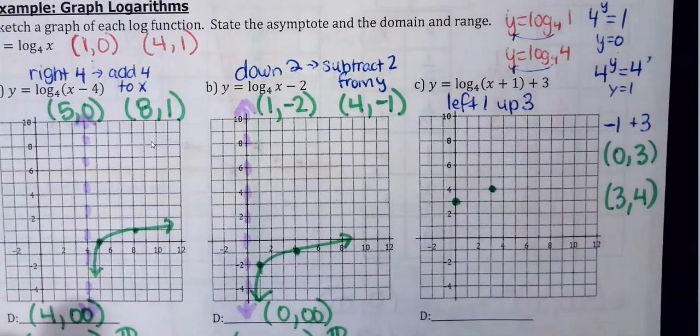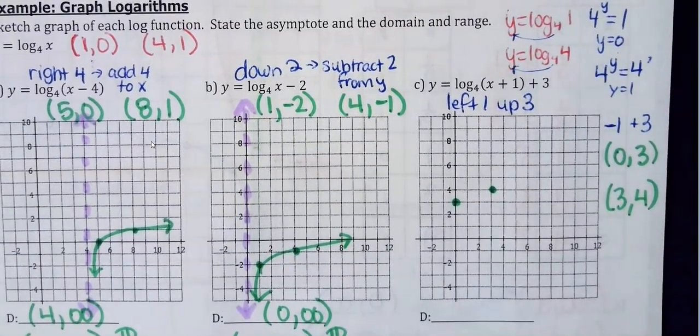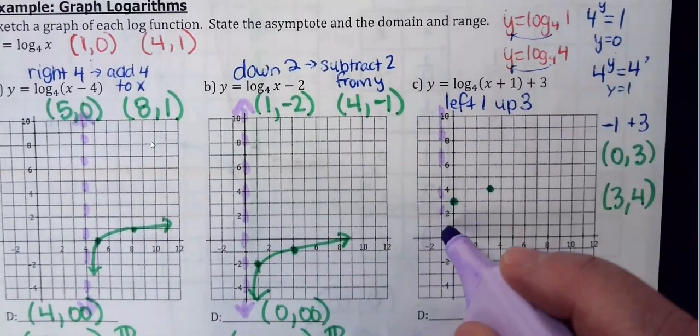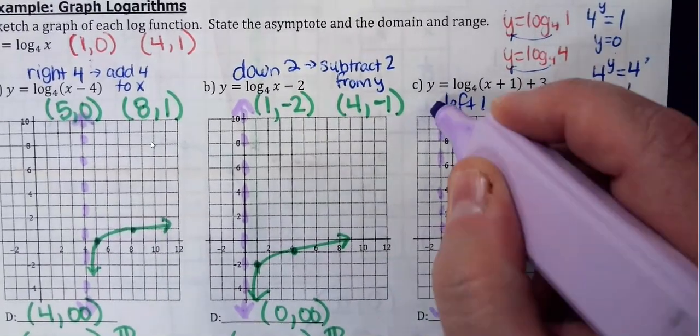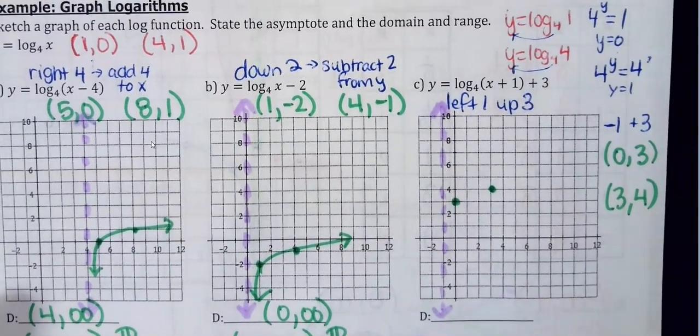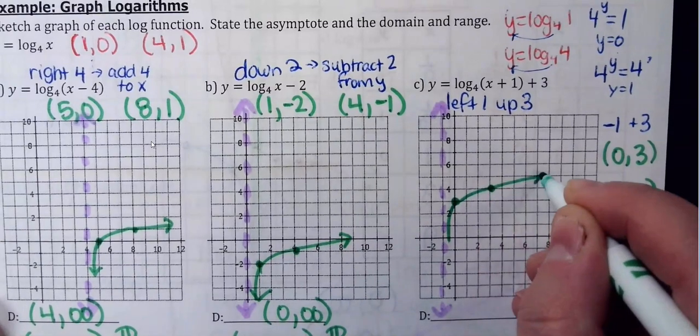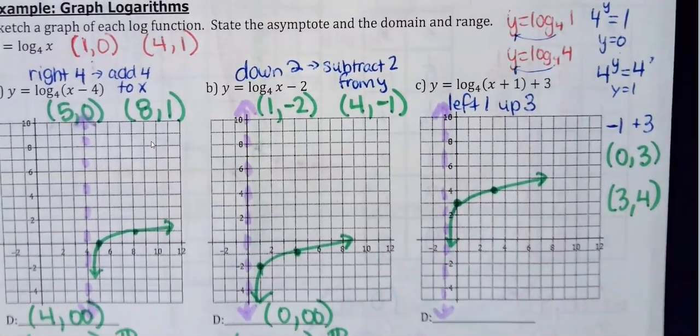And my asymptote should be at negative 1, so I'm just going to draw a nice little vertical line at negative 1. We're going to get real close to that, not touch it, not go over it. And just like I said, I'm looking for you guys to do that general shape and those 2 points. That's what I would be looking for.